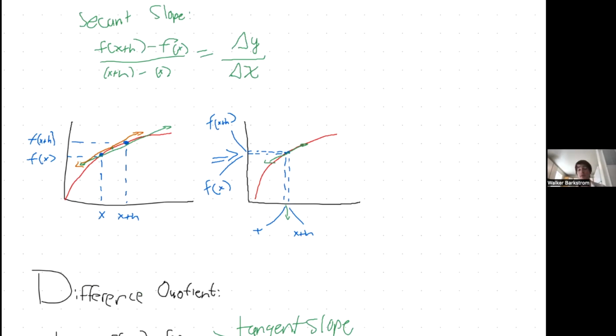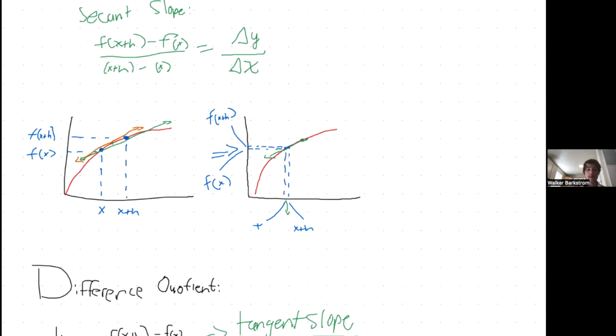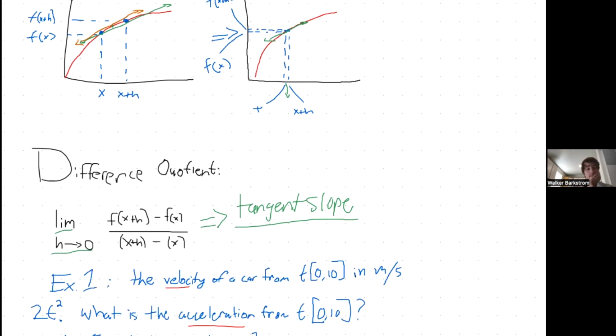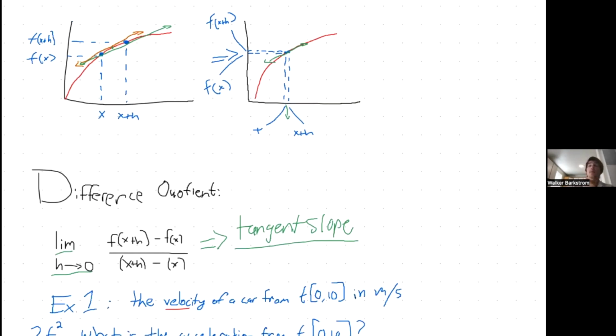If we want to find the slope at any point, we just plug in whatever the input to our function is, and it'll give us the rate of change. One example or application of this is from kinematics, which is a branch of physics that deals with describing how objects move. It says that the velocity of a car from t is 0 to t is 10, in meters per second, is 2t squared. Given that, what is the acceleration from t is 0 to t is 10?